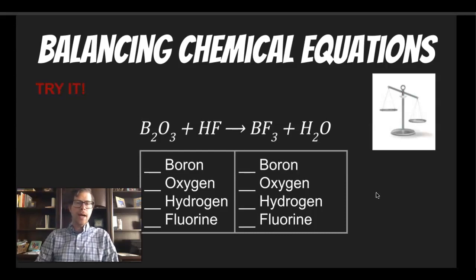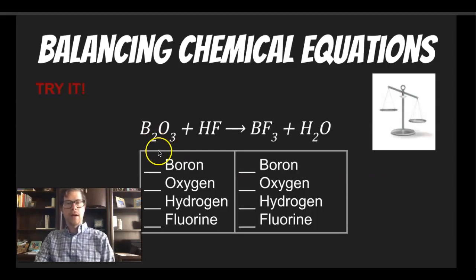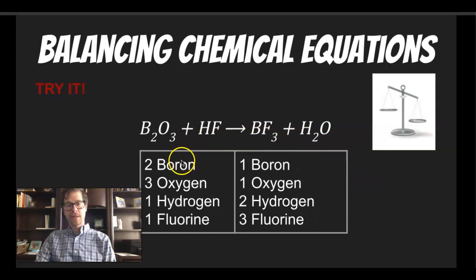Okay, so welcome back. This is boron oxide. No, that's a covalent compound. Sorry, diboron trioxide and hydrogen monofluoride, and then they flip places, creating boron trifluoride and water. So you should have first done this, right, which is count the number of each on both sides. And so we've got 2 borons, 3 oxygens, 1 hydrogen, and 1 fluorine here. And then 1 boron, 1 oxygen, 2 hydrogens, and 3 fluorines here.